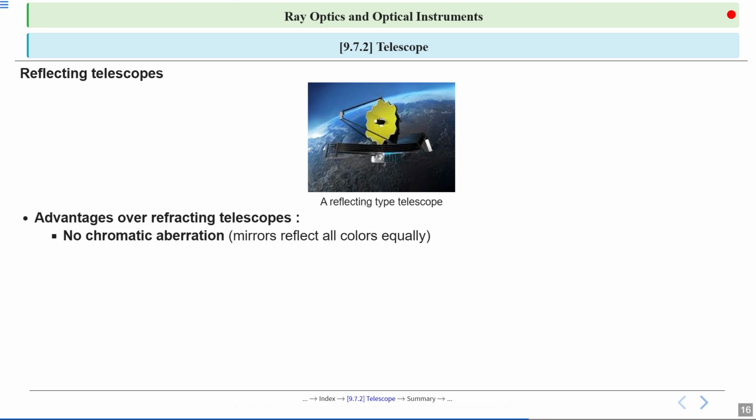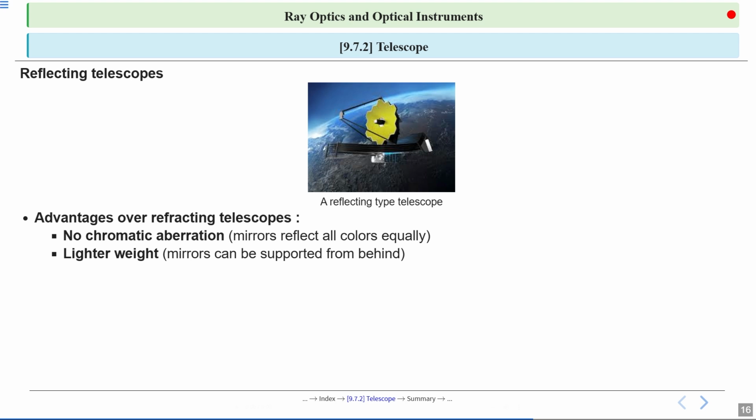Mirrors can be supported from behind. Lenses cannot be supported from behind. They can only be supported at the edges because light should pass through the lens, whereas a mirror reflects the light. So mirrors can be supported from behind, making the structure more stable and less difficult to handle as compared to lenses, which need to be supported around the edges. This design allows for easier handling and construction of larger telescopes.